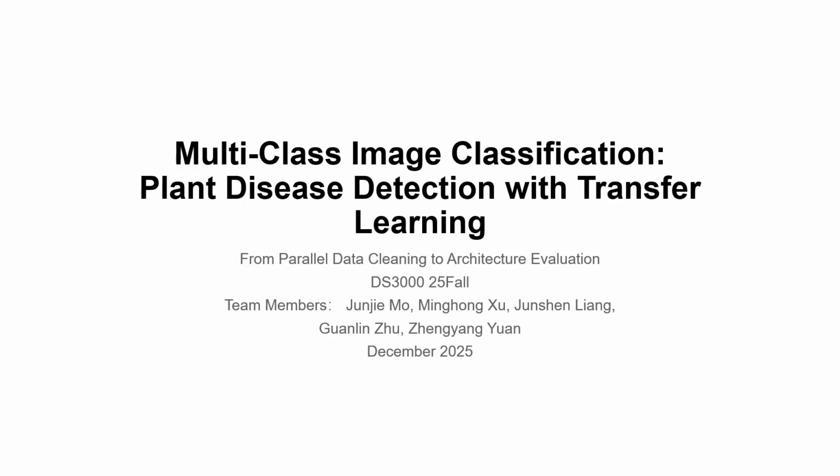This project was completed for Data Science 3000 for 2025. Our team members are Junjie Mo, Minhong Xu, Junsheng Liang, Guanling Zhu, and Zhenyan Yuan. We will walk you through our dataset, methodology, model architectures, experiments, and key results.